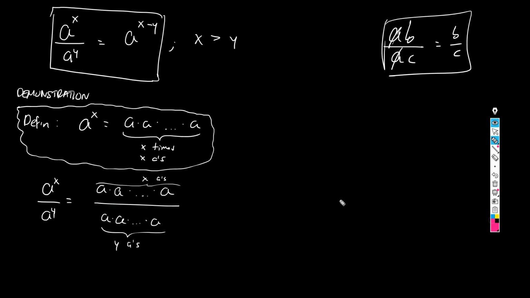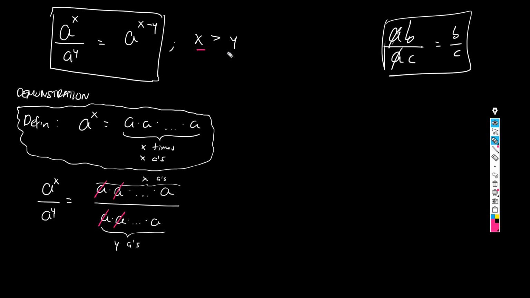I'm going to cancel this a with this a, this a with this a, and then the third a in here with the third a in here, and the next a in here with the next a in here. So I'm going to do that process with every single couple of a's that I can get. Which of these two products am I going to be canceling first?